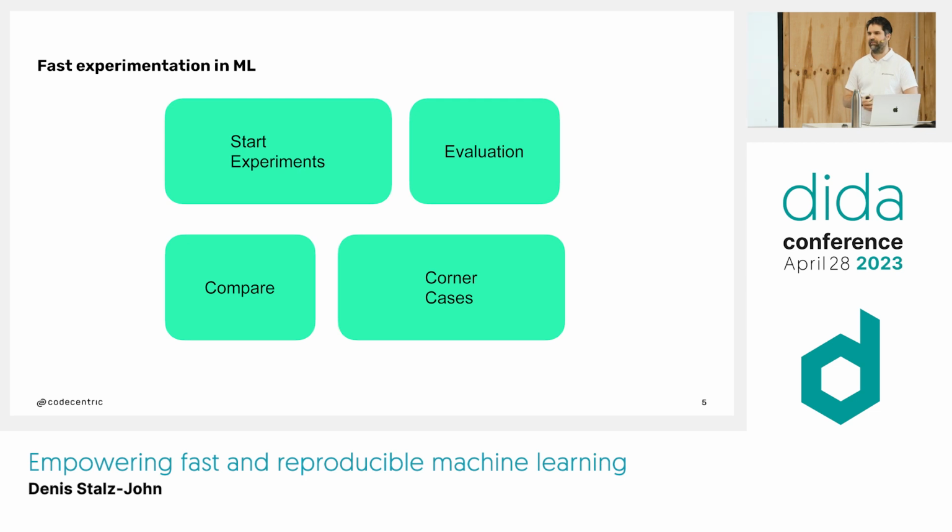And the last case is to find some specific corner cases in our model, in our data set, on which the model doesn't perform well, and how we can improve on these corner cases.